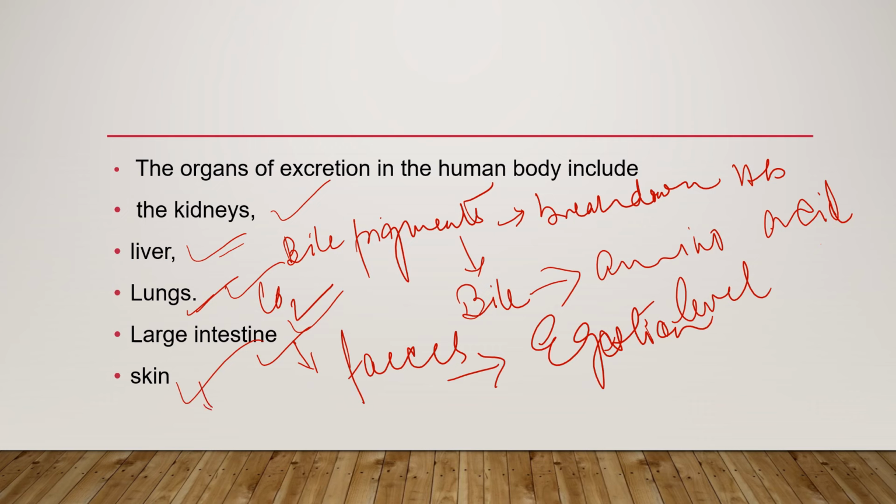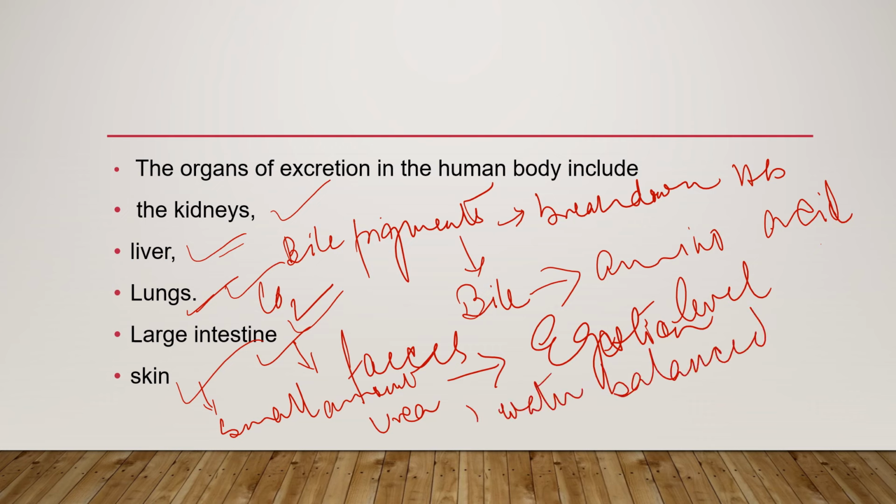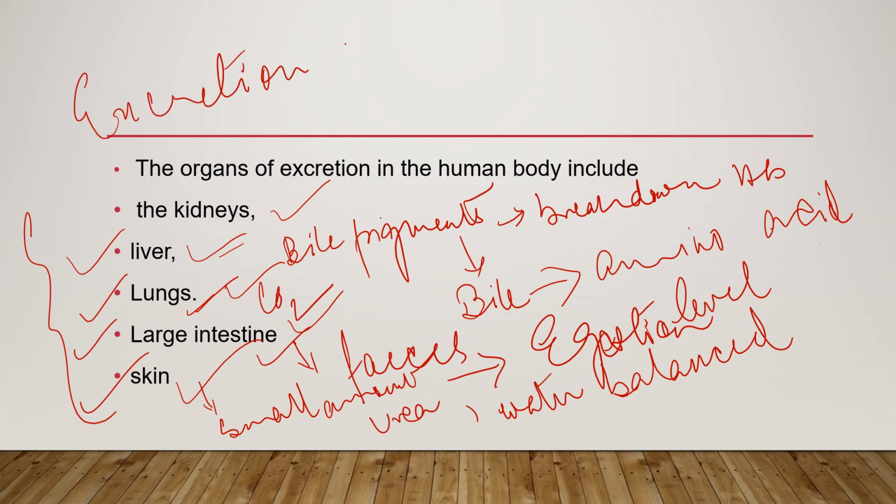So a very small amount of urea is excreted from the skin also. Okay, so it is helping to excrete urea, and water balance is also maintained by the sweat glands of the skin. So these are all the other organs which are also taking part in excretion other than the kidneys, right? Is it clear to all of you?